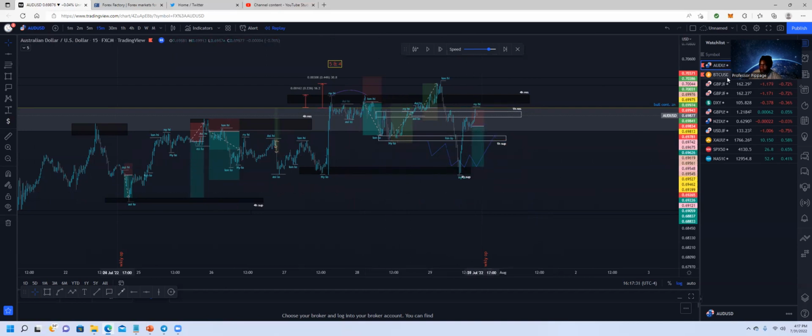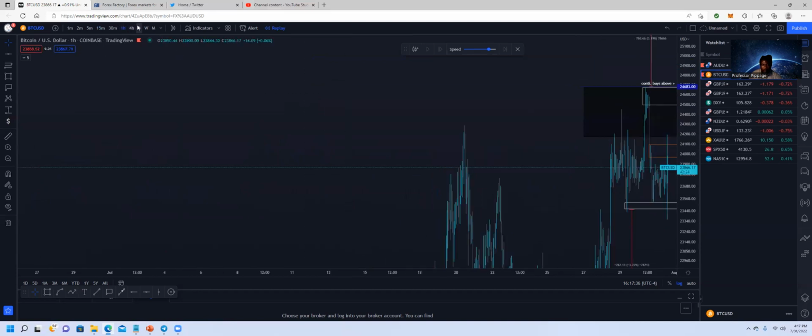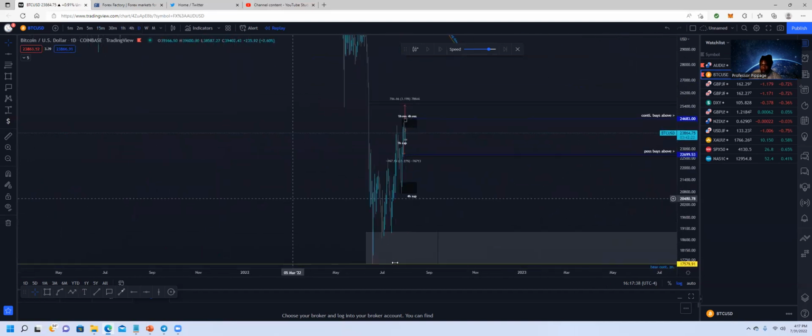So, switching over to Bitcoin. Switching over to that 1 hour view. From the higher time frames, let's see what we got going.